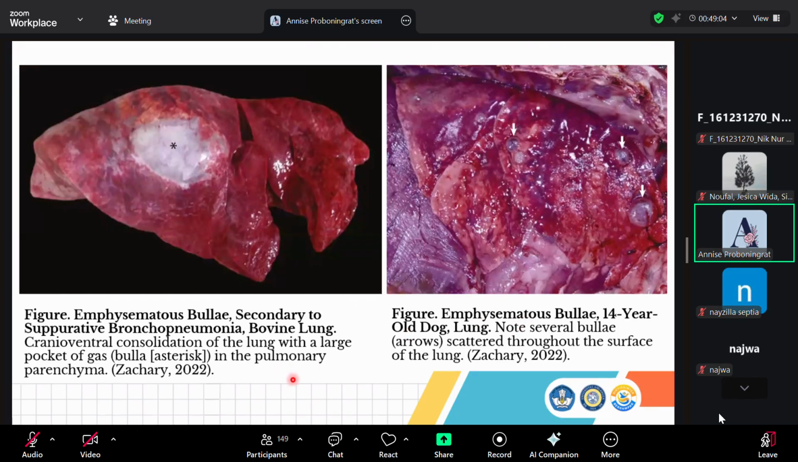And this is the gross lesion of bullous emphysema secondary to suppurative bronchopneumonia. And this is the lesion: the cranioventral consolidation of the lungs with a large pocket of gas, bulla, in the parenchyma. And this is another case of the emphysematous bullae, and the lesions or the bullae are scattered throughout the lung parenchyma.